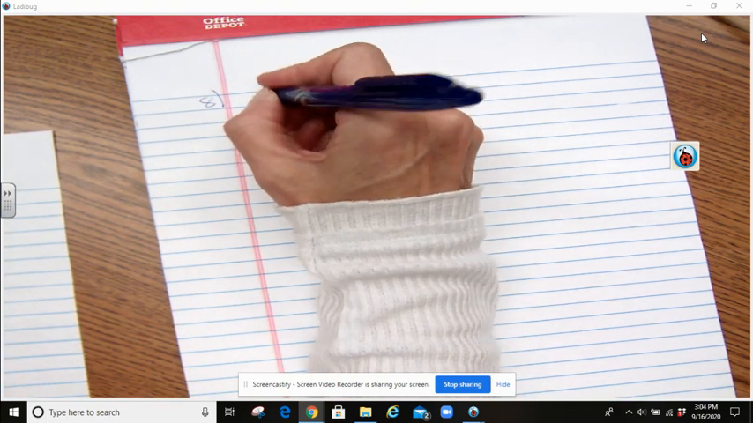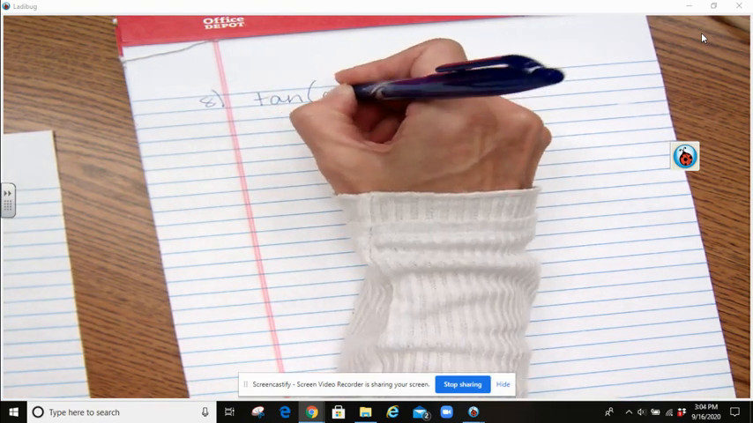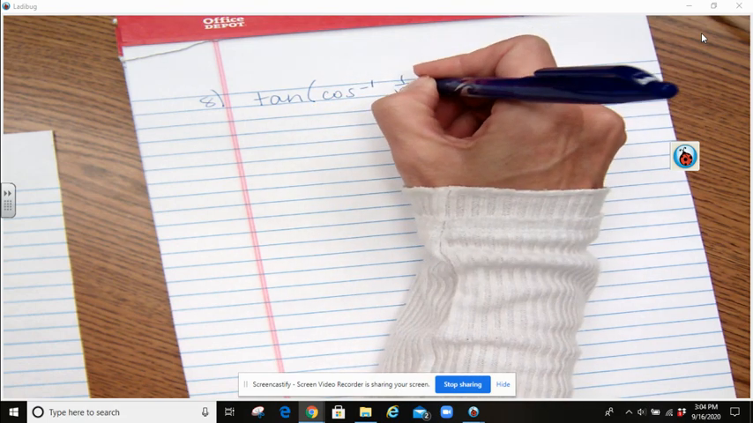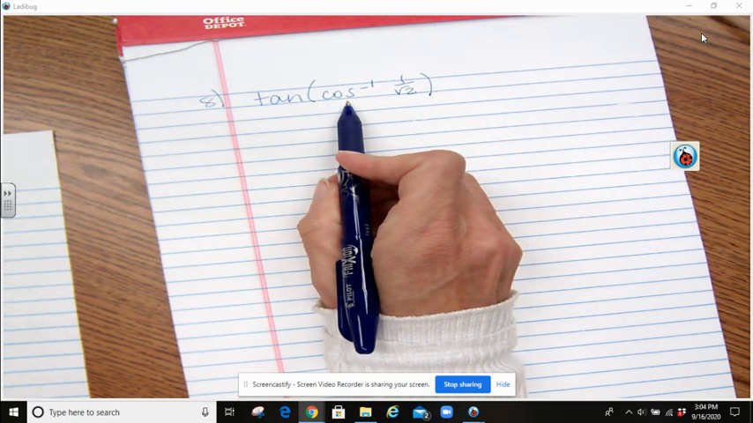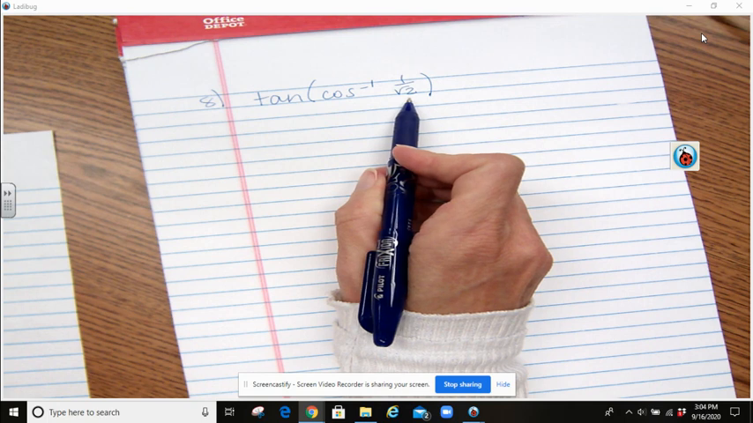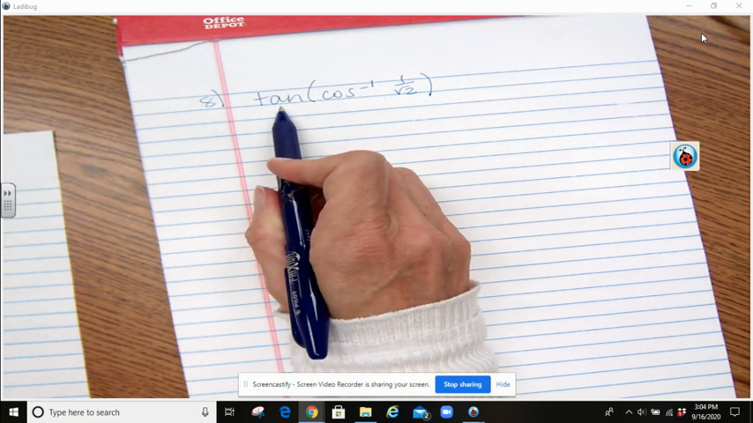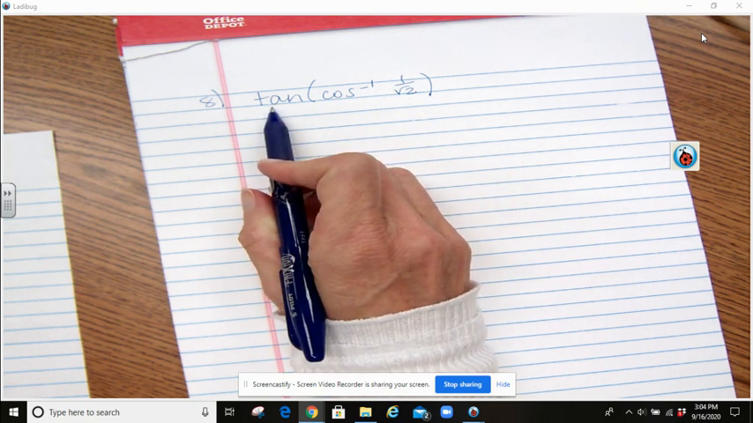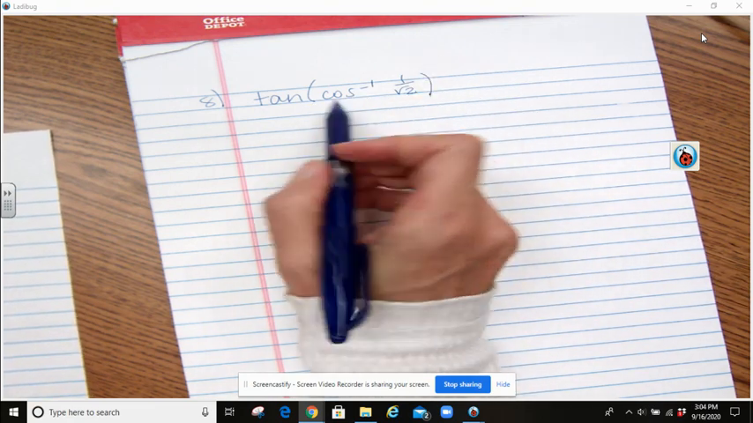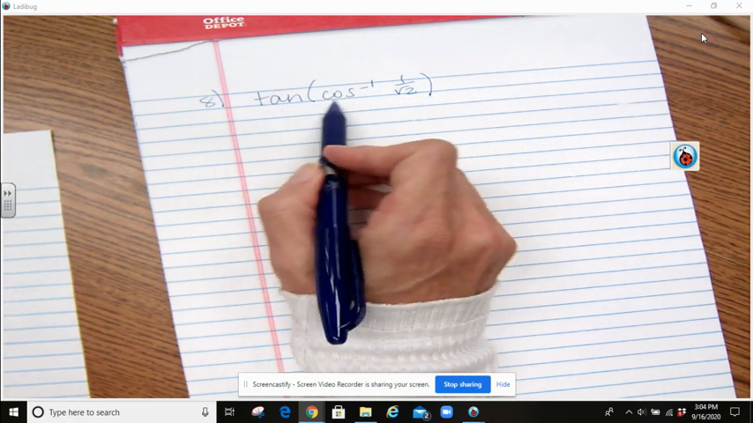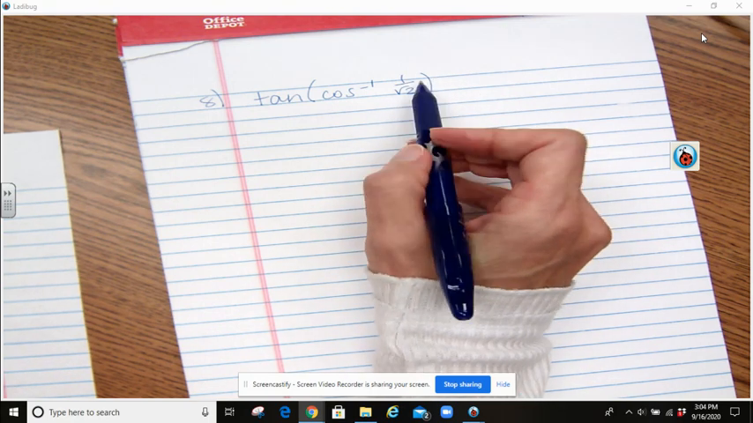So let's see. Tangent of the inverse cosine of 1 over root 2. So inverse trig, you got a value, you come up with an angle. Regular trig, you come up with a value given an angle. So from the inside out, there's nothing special about these. They're not the same, they're not reciprocals. Okay, so let's look at this.